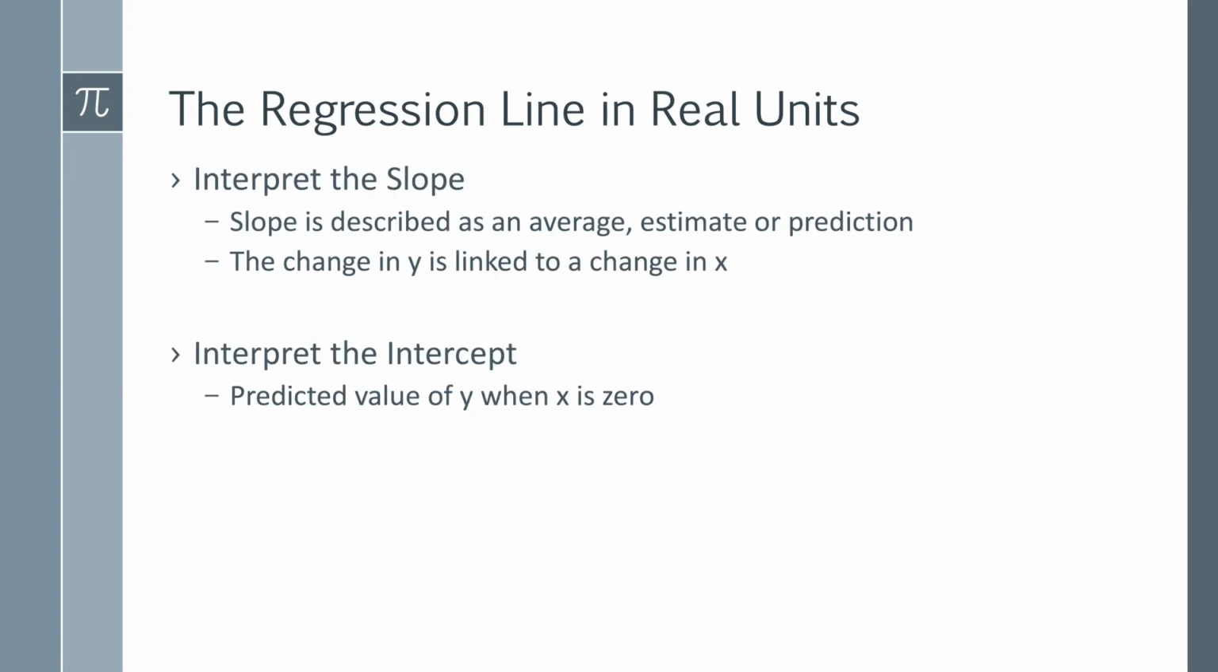When we interpret the slope, it is described as an average, an estimate, or a prediction, and the change in y is linked to a change in x. For example, we would say something like an average change in y based on a particular change in x, or an estimated change in y dependent on a particular change in x. When interpreting the intercept, it is the predicted value of y when x is 0.